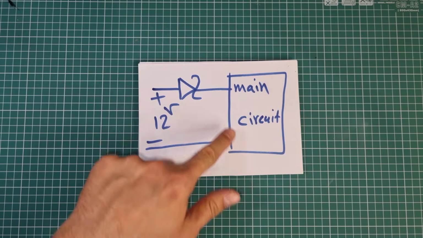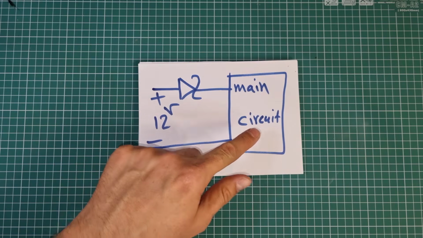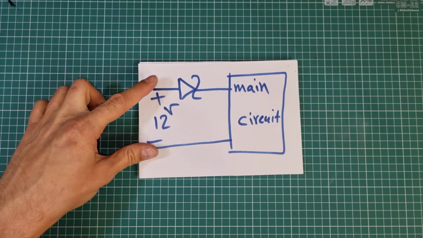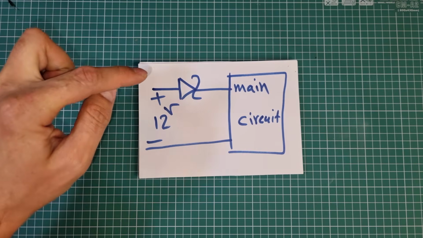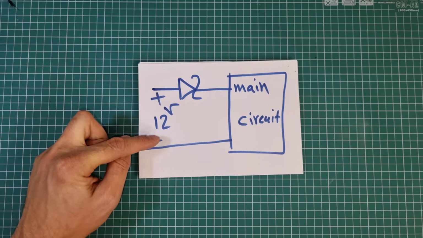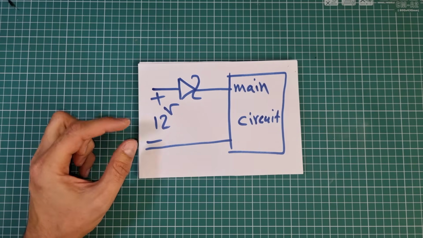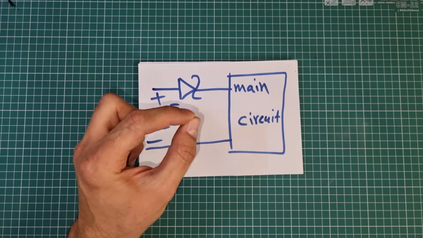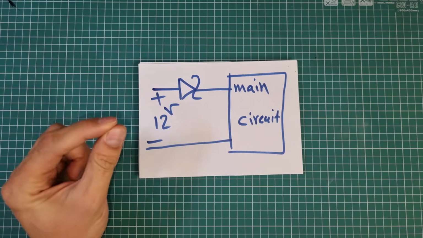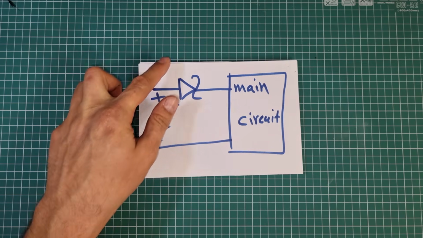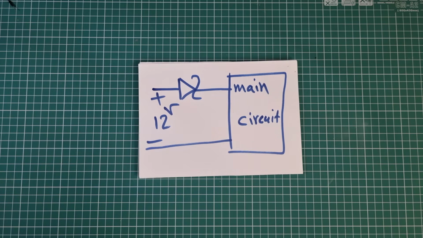This circuit here represents your main design, and here is the power input. You must connect your power supply in the right polarity, I mean positive side here and negative side here. Connecting the wrong polarity, even for a very short period of time, will blow up the whole project. But if you use a Schottky diode here in this way, it will protect the entire project from reverse polarity.